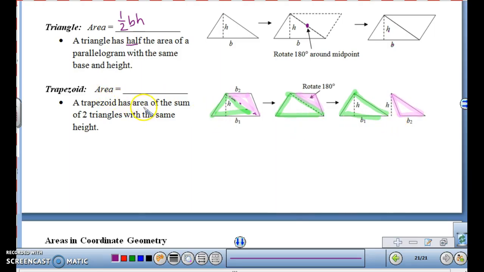So that means the area is going to be 1/2 times the height times the sum of the bases. A trapezoid has area of the sum of the two triangles with the same height. So the two bases here times the height and then times 1/2 because they're both triangles. 1/2 times the height times the sum of the bases. So those are all the formulas that you need to know for area. They are written on your reference sheet, but it's handy to know where they come from.